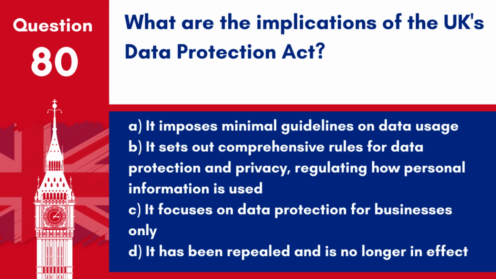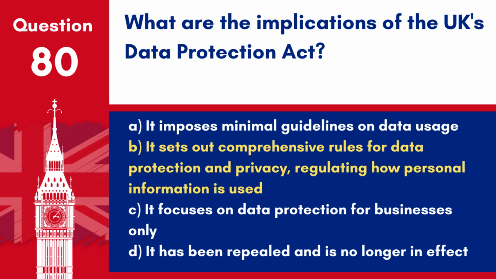Question 80. What are the implications of the UK's Data Protection Act? A. It imposes minimal guidelines on data usage. B. It sets out comprehensive rules for data protection and privacy, regulating how personal information is used. C. It focuses on data protection for businesses only. D. It has been repealed and is no longer in effect.